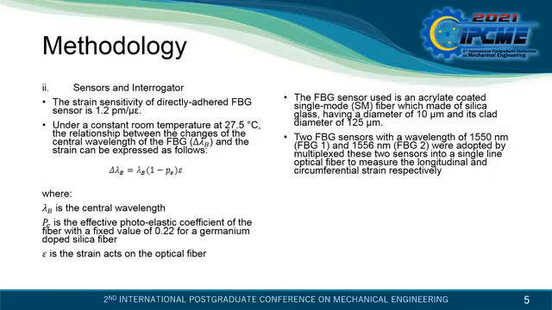Two FBG sensors with wavelengths of 1550 nanometer and 1556 nanometer were adopted by multiplexing these two sensors into a single line optical fiber to measure the longitudinal and circumferential strain respectively.